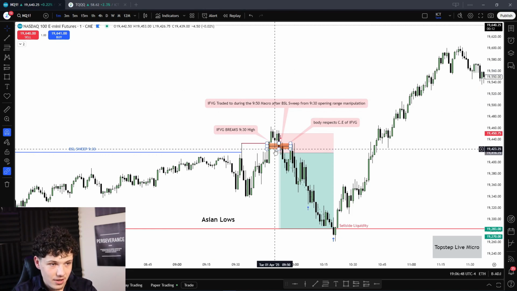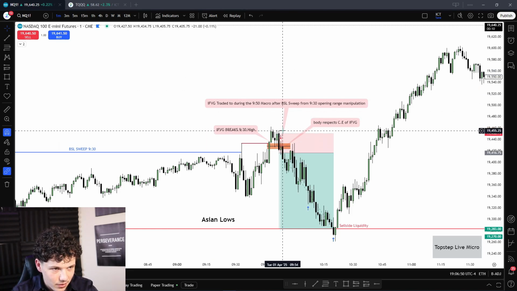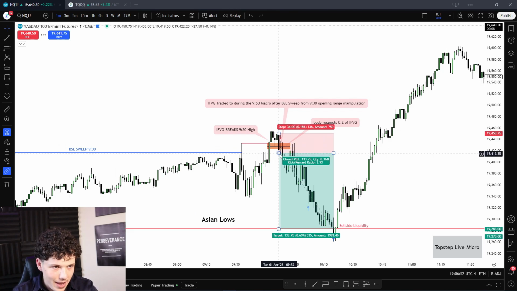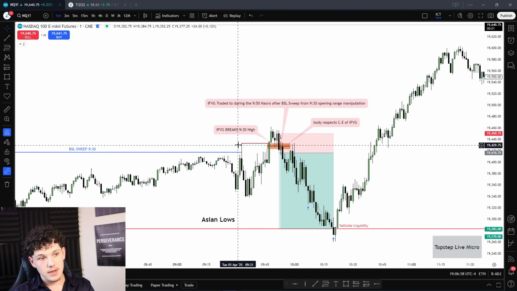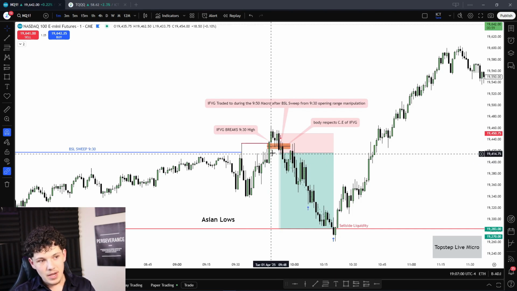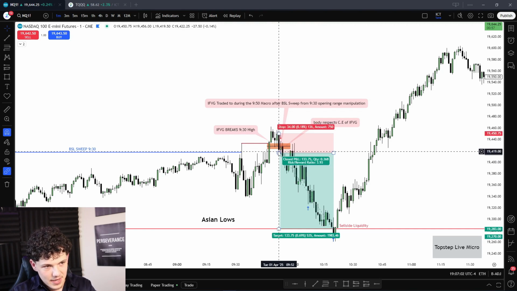I did that here. You can see this low here that we displaced below. Boom. And then right away, we trade into the fair value gap. And remember, inversion fair value gaps only work properly if they take a form of liquidity. Look at what it did here at the 930 high. So we took that form of liquidity.